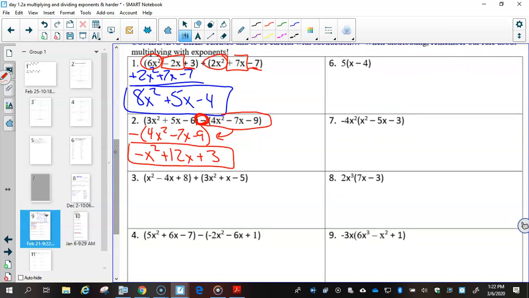Okay. For number 6, how would we simplify that? For number 6, we would distribute. So 5x minus 20. Can we combine those two? No, so that would be our answer. Now, for number 7, it gets a little bit more complex only because we have a variable. We are still distributing.